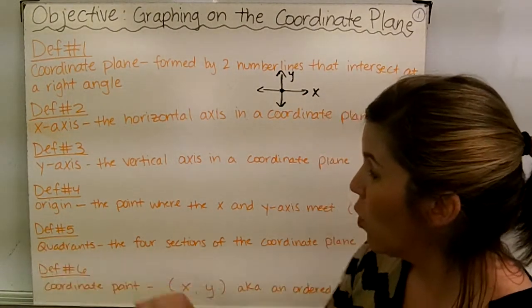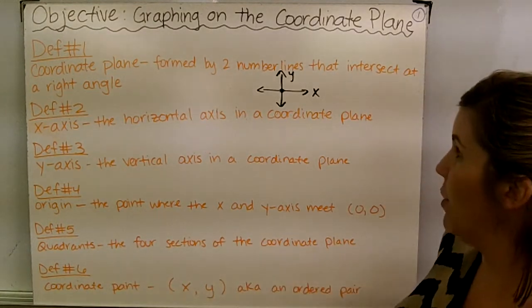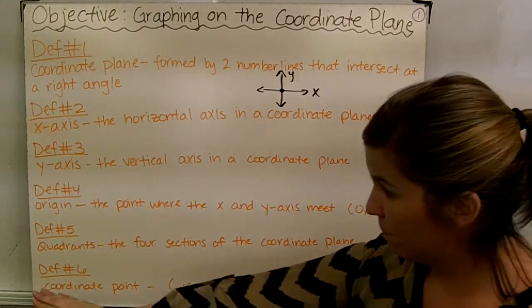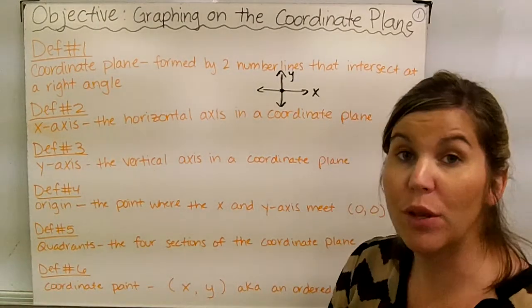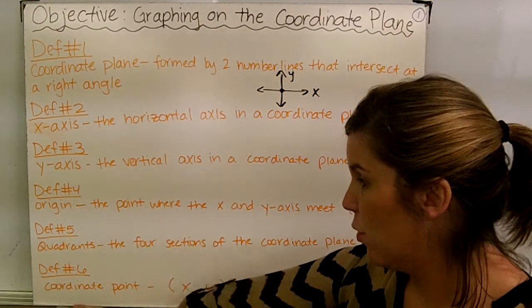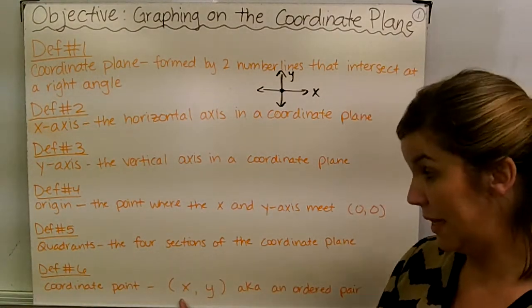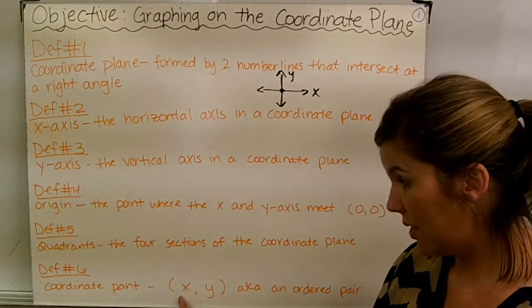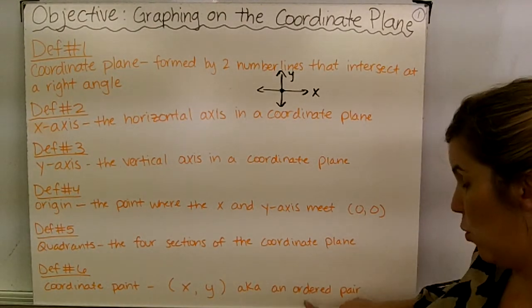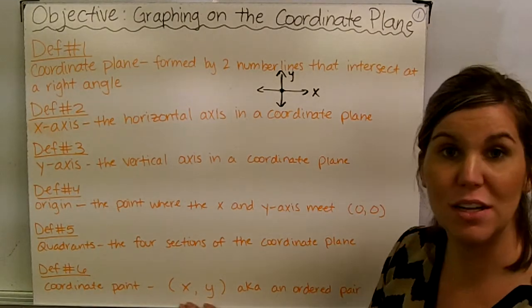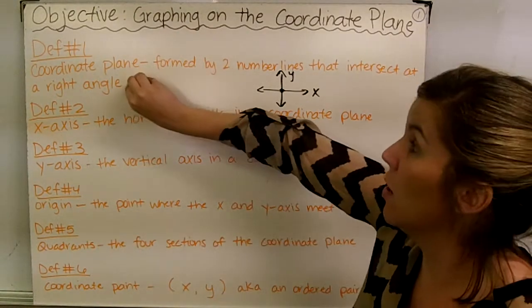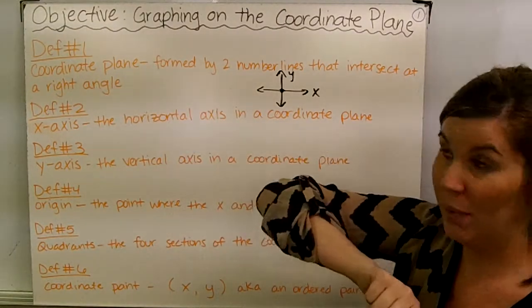Definition number 5, quadrants: the 4 sections of the coordinate plane. So we have 1, 2, 3, 4 sections of the coordinate plane. They are called quadrants, and we use Roman numerals to identify them. Definition number 6, a coordinate point. This is, in parentheses, x, comma, y. It is also known as an ordered pair. So we use this to identify the location of a point. We put a point on the coordinate plane.